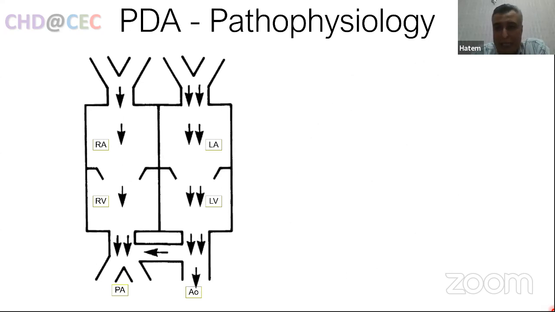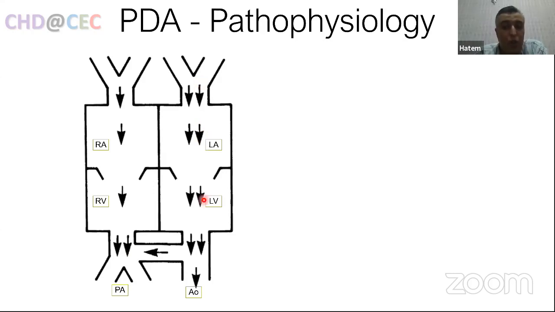Now we move to PDA. So now this patient has a communication between the aorta and the pulmonary artery. So we go through the cardiac chambers: SVC, IVC, no increased flow; right atrium, no increased flow; right ventricle, no increased flow. But then the pulmonary artery will get increased flow. Pulmonary veins get increased flow. This increased flow goes to the left atrium and left ventricle.